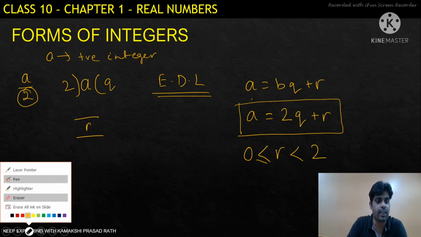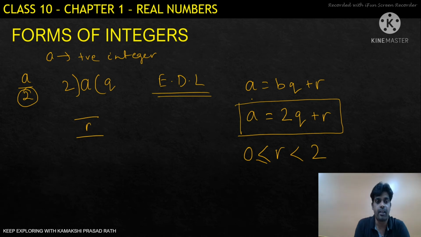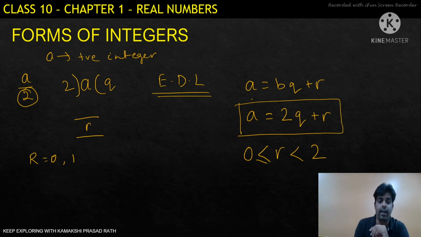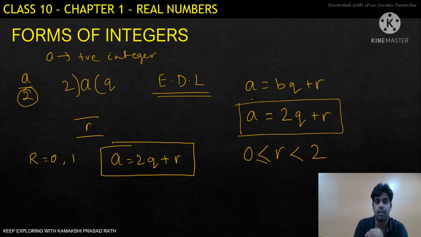So here what we see now, the remainder can be 0 or 1, but never greater than 2, because we are dividing it by 2, so it will never be equal to 2 or greater than 2. And by seeing the form of this one, a equals 2q plus r, from here what we get is that 2 is the divisor. You have to keep a note of that. When we write a equals 2q plus r, that means 2 is the divisor.